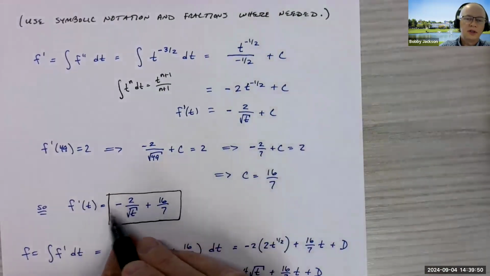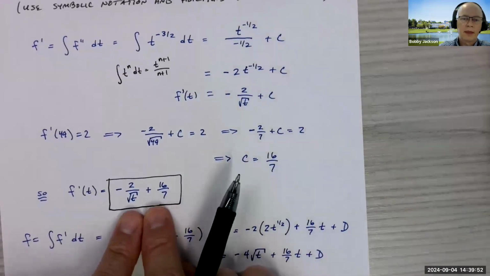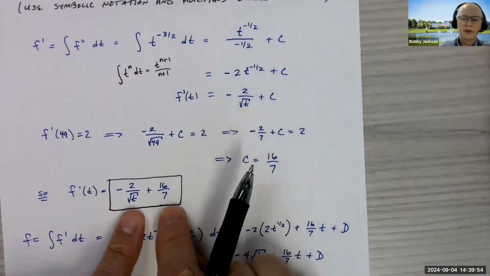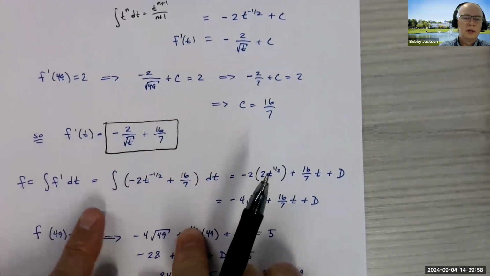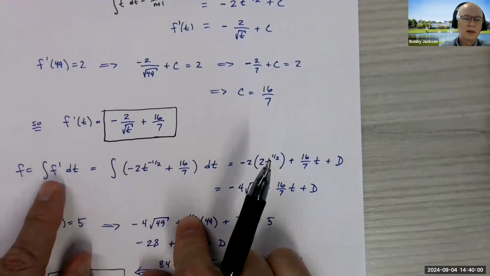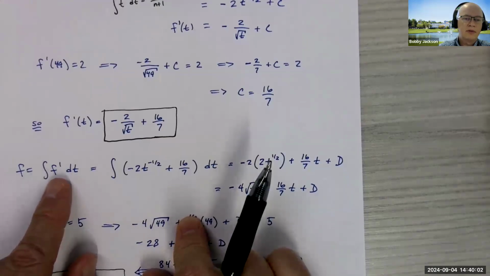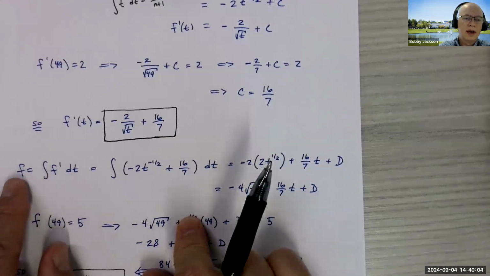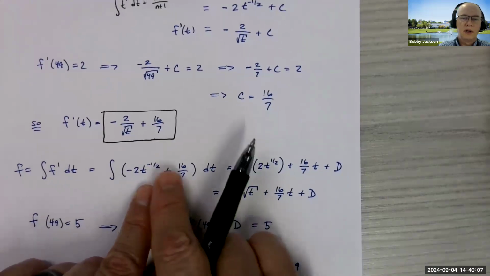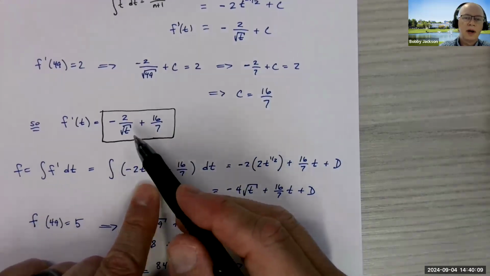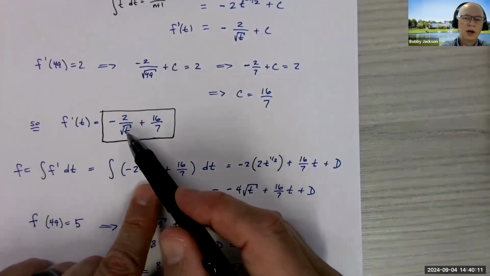And so here is my derivative, right? Replacing c with 16/7. Now we'll find the original function by integrating the derivative, right? The antiderivative of f prime is f. So I'm going to integrate this function. Notice I'm going to rewrite this to help me with the integration process.